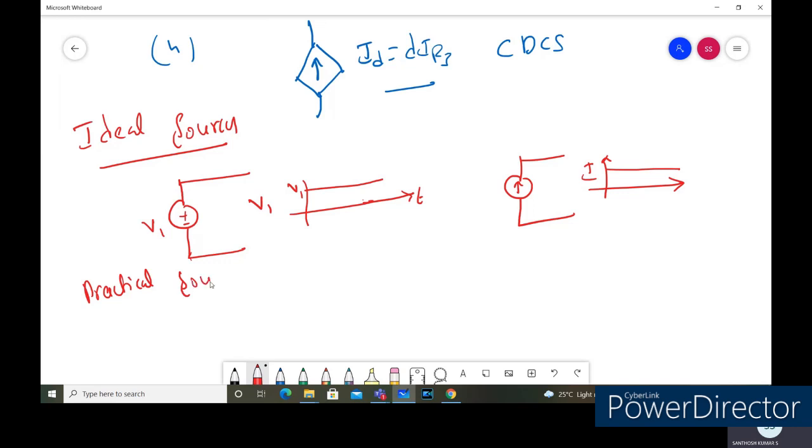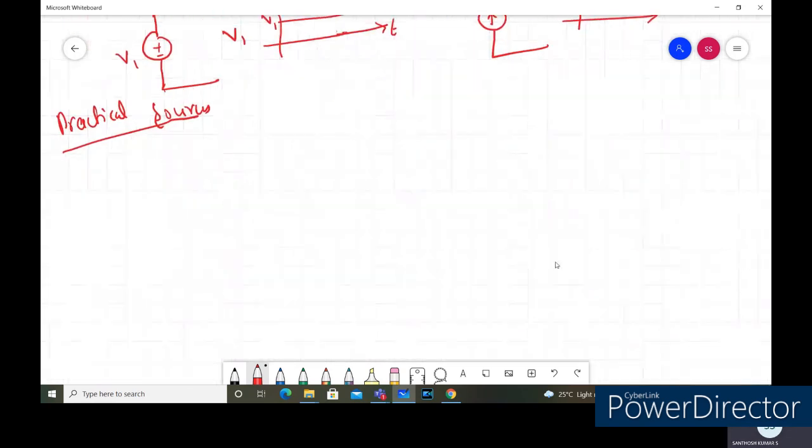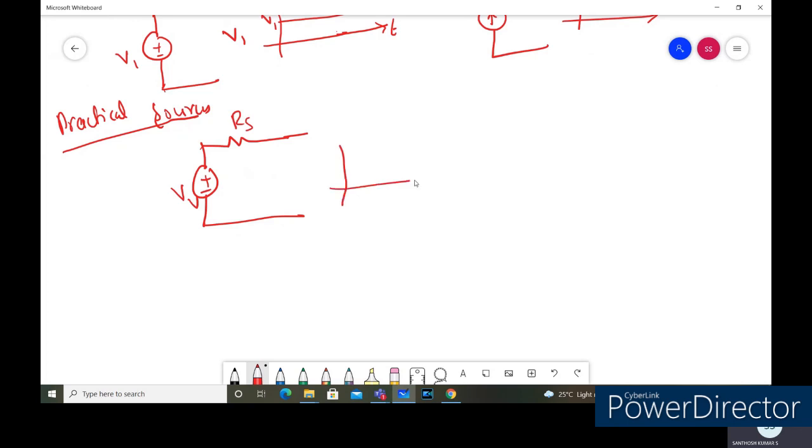Another one we have is the practical source. Here we have the voltage source, and there is an internal source resistance. That source resistance we are going to denote as RS, along with the voltage Vs. If you draw the graph, as time goes the voltage gradually will reduce across the source here. So this is for the practical voltage source.